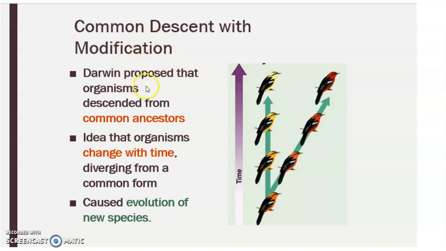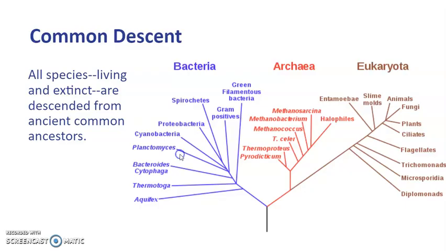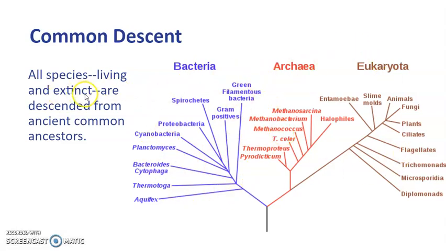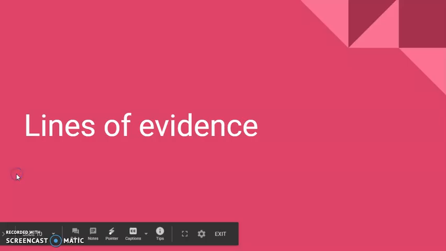So Darwin proposed that organisms descended from common ancestors, and this goes along with the idea that organisms change with time, eventually becoming so different that they form new species. And this is called the evolution of species, and really sort of the history of all living things. So all species, living and extinct, are descended from ancient common ancestors.